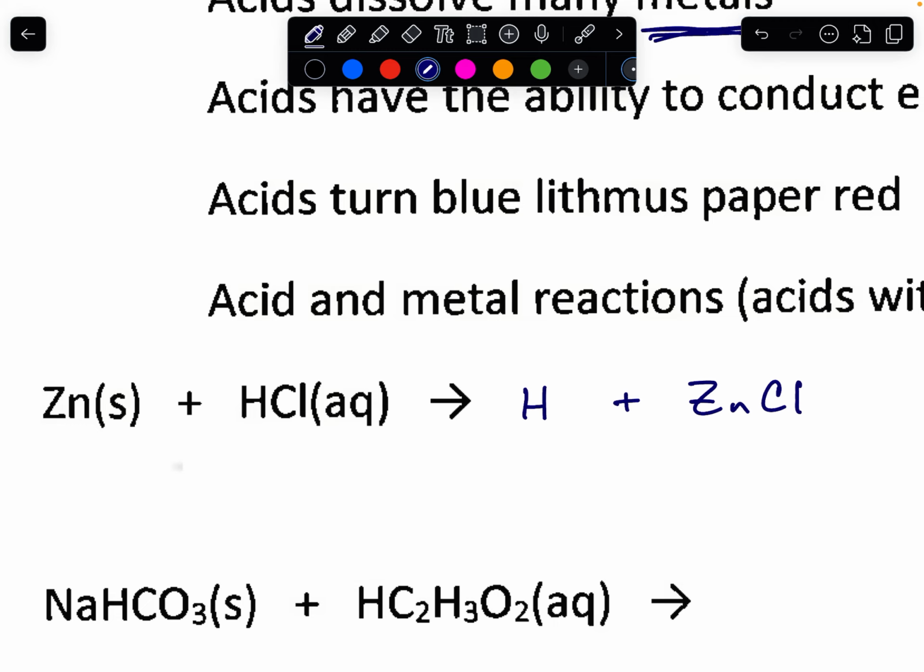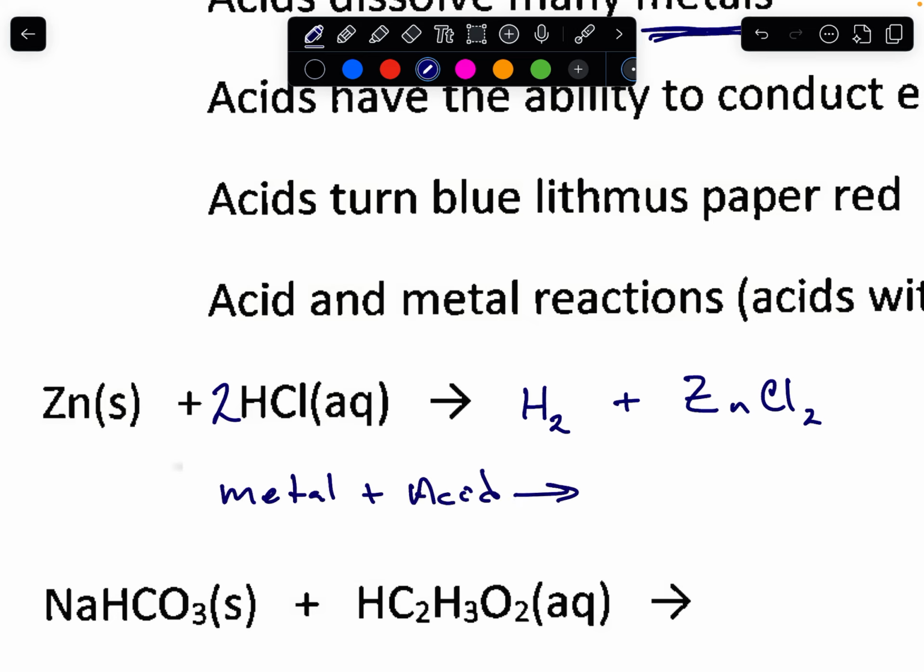Now I'm going to double check, make sure my formulas are correct. Hydrogen I know is diatomic, so I'm going to put H2. Then look at the zinc chloride. Zinc, we have to remember, is one of my transition metals that always makes a +2 charge. Chlorine on the periodic table makes a -1 charge. So to balance things out, I need to have 2 chlorines here. Now my charges are all balanced out, and I've got the proper formulas. I can go back and balance out the whole reaction. I'm going to put a 2 in front of that HCl.